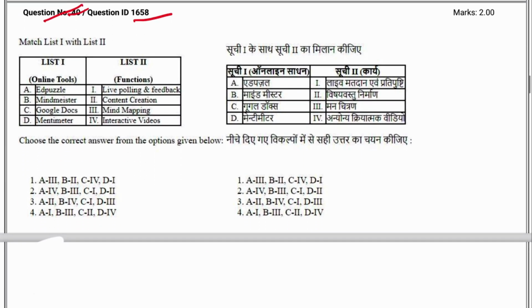Next is 58. Now you have to match this. Add puzzle. It is about content creation. MindMeister. It is about mind mapping. It is not like you just map the mind, but you share the ideas, concepts, and information on a single app. So Google Docs. It creates documents on Google. Mentimeter is for live polling and feedback. This interactive videos, it is not for the Google Docs. So these options were incorrect. This question was deleted.